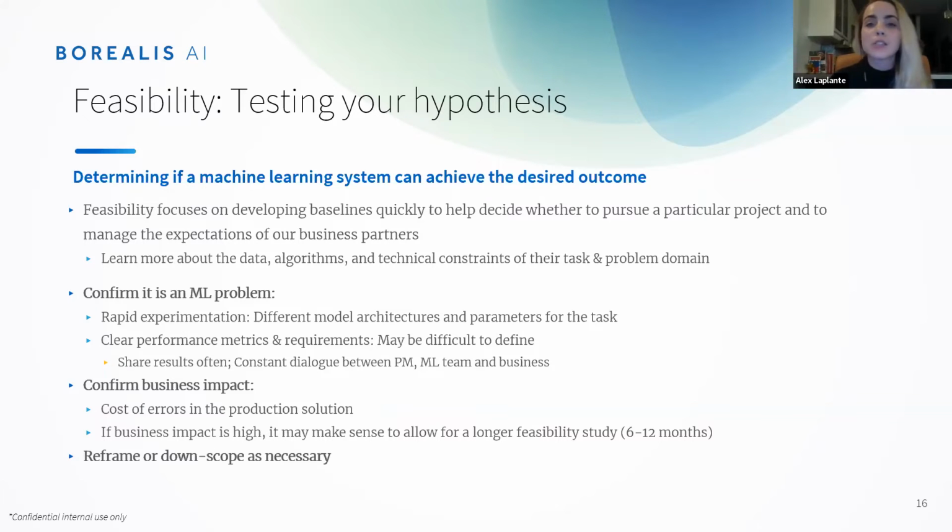And one of the key tasks for a PM during this time is to get clear performance metrics and requirements. And this is actually quite difficult. Oftentimes, our business partners have a really clear sense of what they're looking for, but they don't know how to translate that into technical requirements. So that could be accuracy, it could be some form of performance metric. And one of the big jobs a PM has to do is navigate that, figure out what 99% accuracy means for user experience, for example. And that's where a lot of my PMs spend a lot of their time during feasibility.